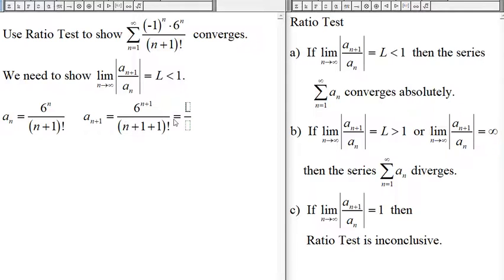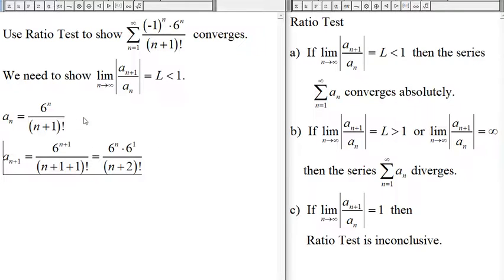And then rewrite this. This is the same as 6 to the n times 6 to the first. And at the bottom we get n plus 2 factorial. Once again, since we're dealing with absolute value, we can go ahead and drop the negative 1, because the absolute value of negative 1 will be just 1. And then let's go ahead and expand this.